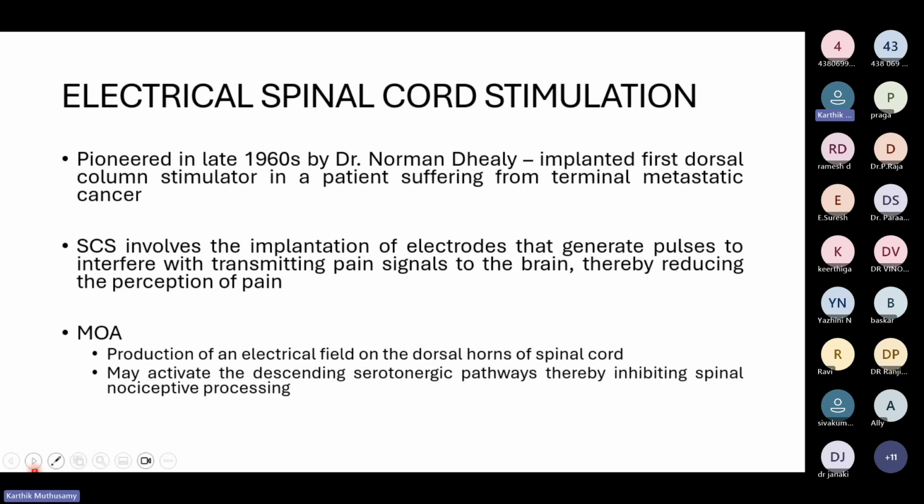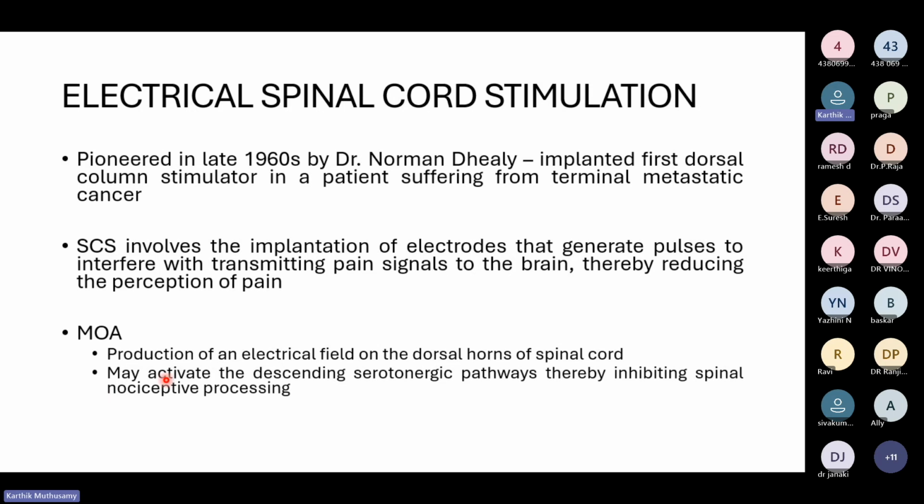The next mode of physical management is electrical spinal cord stimulation. It was pioneered in the late 1960s by Dr. Norman Daly, a neurosurgeon who implanted the first dorsal column stimulator in a patient suffering from terminal metastatic cancer. Spinal cord stimulation involves the implantation of electrodes that generate pulses. The pulses interfere with the transmission of pain signals to the brain. Once the transmission of pain signals is interfered with, the perception of pain is also reduced or altered.